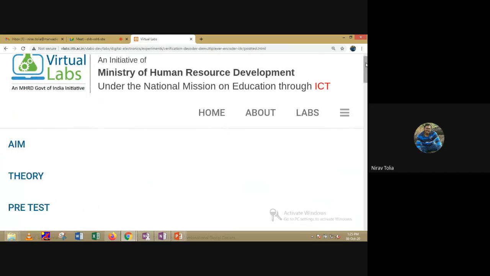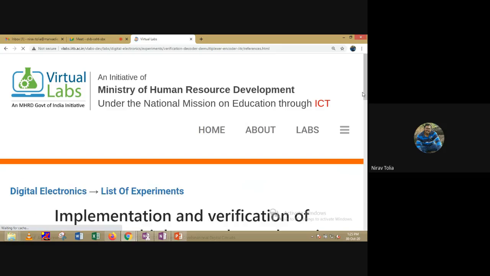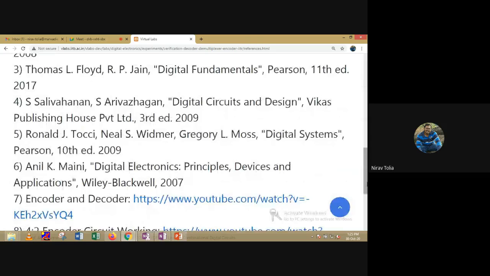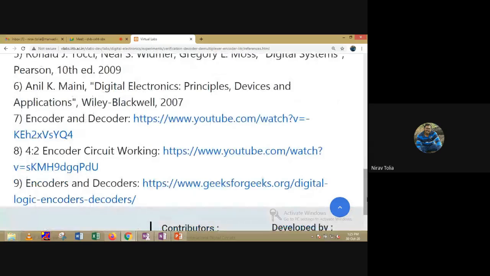If you want to learn more about the encoders and decoders, click on the references. There are some reference books, links about encoders and decoders, and also a YouTube video on how encoders and decoders work. If anyone has any doubt, you can ask me a question. Otherwise, we will end this session.